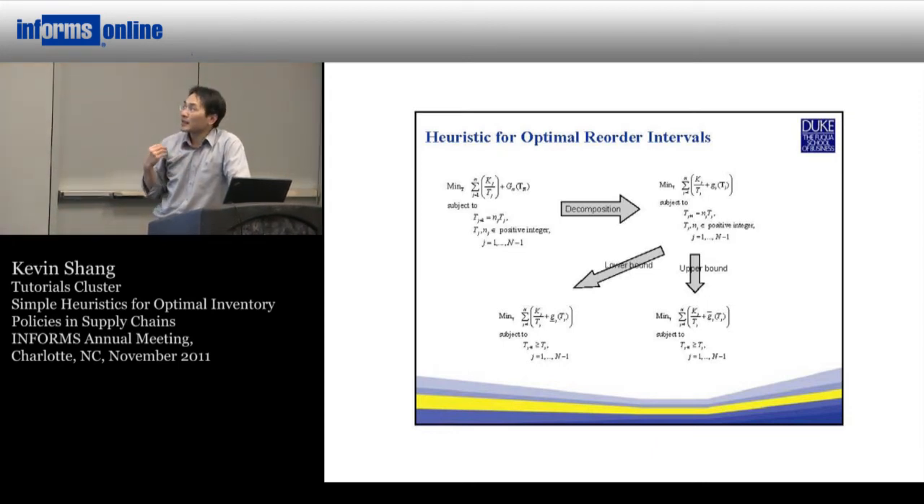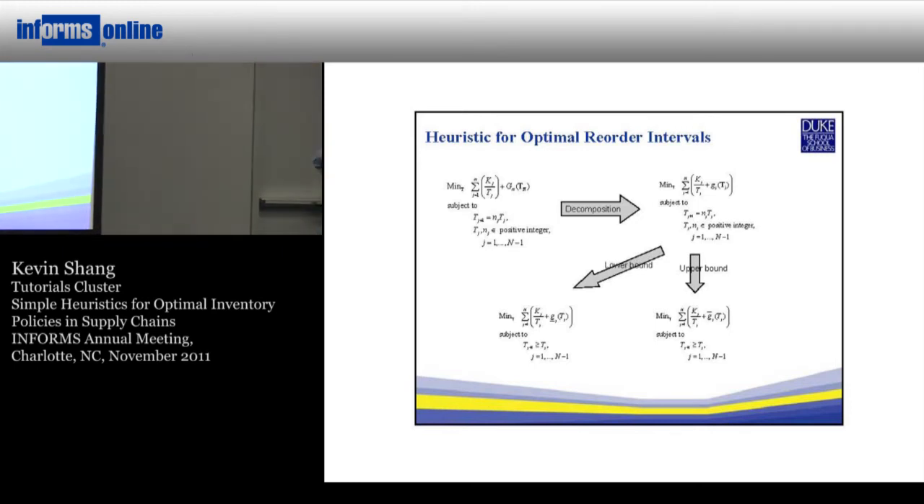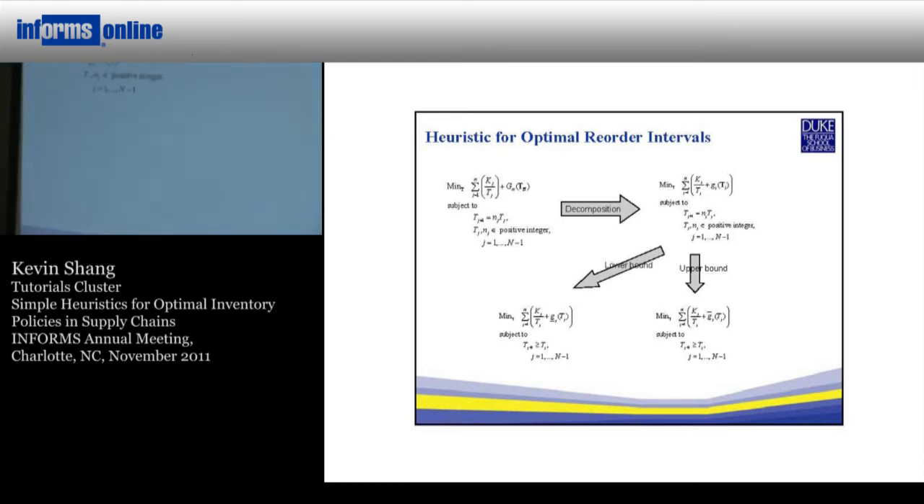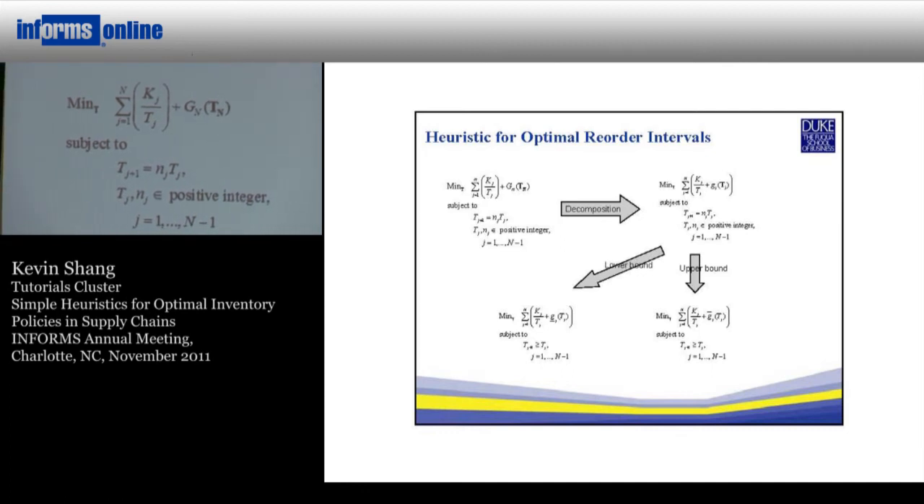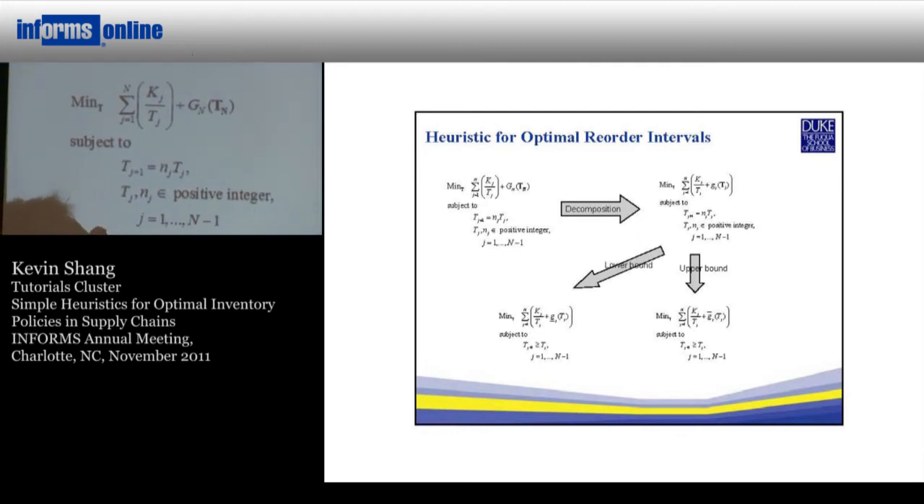I think I have this paper in OR 2010, and I personally think that this is the best work I have in my life, although not many people know there's a result like that. But I really enjoyed this piece of work, and I want to share it with you. So again, I'm going to tell you how I generate an approximation for optimal reorder intervals.